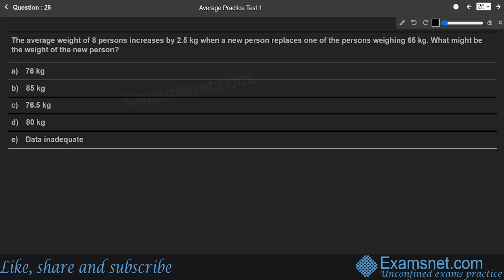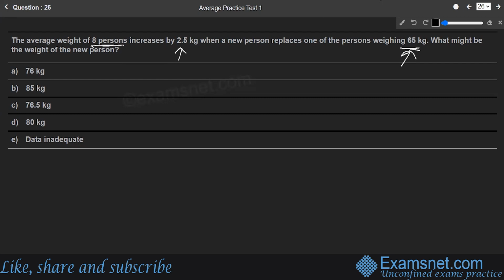Okay, so the question says average weight of 8 persons increased by 2.5 kg when a new person replaces one of the persons weighing 65 kg. What might be the weight of the new person? Okay, so the meaning of the question is that there is a group of 8 people. There is a person whose weight is 65 kg. If this person is replaced by another person, then what happens to the average weight? Average weight of the people increases by 2.5 kg.